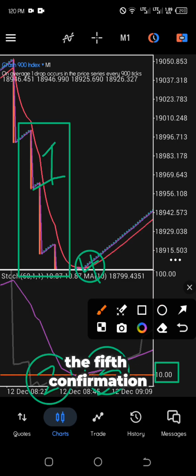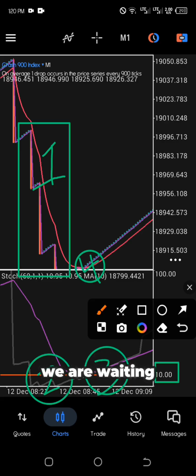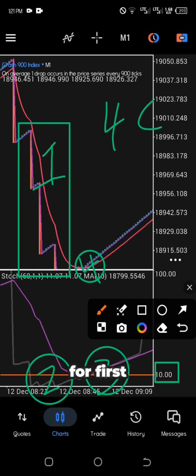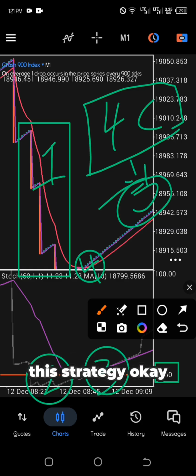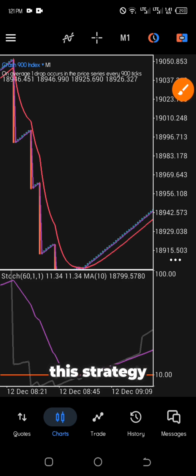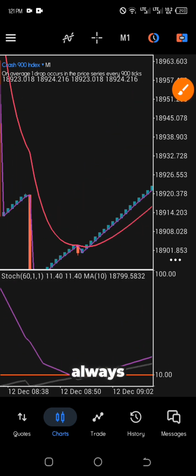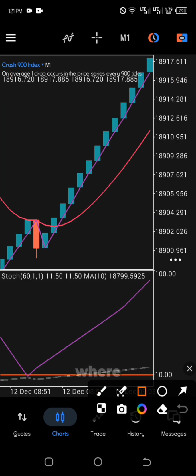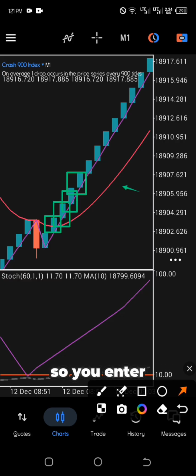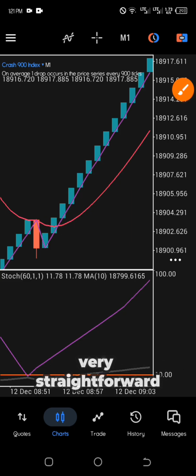Now quick one, the fifth confirmation we want to see is that we are waiting for at least four candles. We have to wait for the first 4 candles before we start taking any trades. This is very important as well, and that is going to be the fifth confirmation we need for this strategy. So that is how you take a trade with this strategy. Always look for at least 4 candles. I'm talking about this candle right here. This is the candle that was responsible for the cross above the moving average. So the first candle, the second candle, third candle, and the fourth candle. So you enter your trade at this candle right here. It's a very simple and very straightforward strategy.